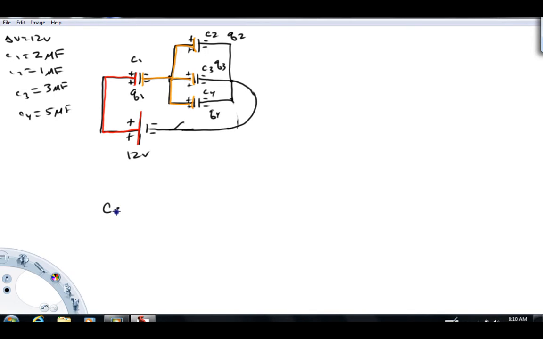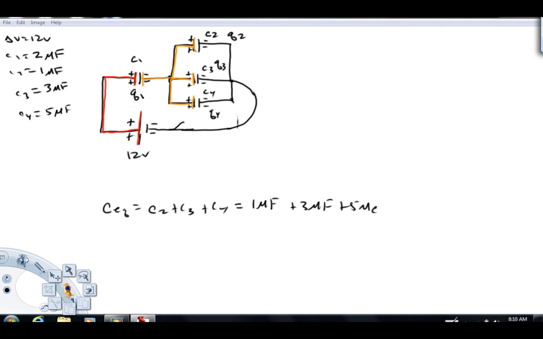So for that combination, C equivalent is going to be the sum of the capacitances of these capacitors. So that's going to be C2 plus C3 plus C4. And if we just add these up, that's going to be 1 microfarad plus 3 microfarads plus 5 microfarads. So what we're going to end up with is a capacitance of 9 microfarads.